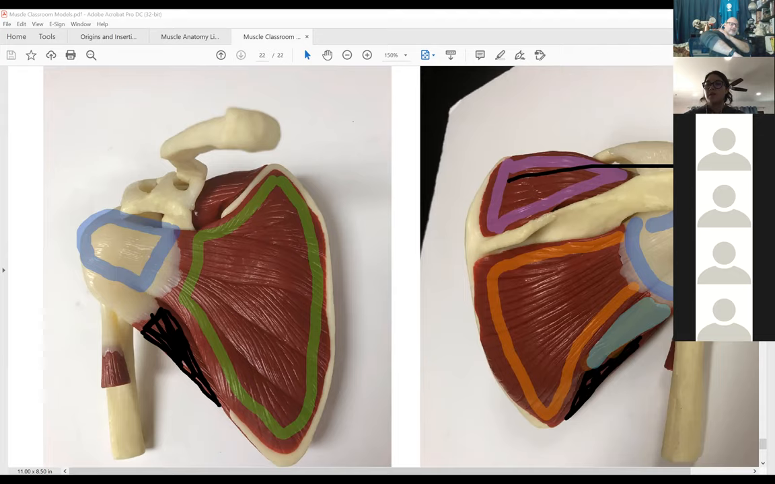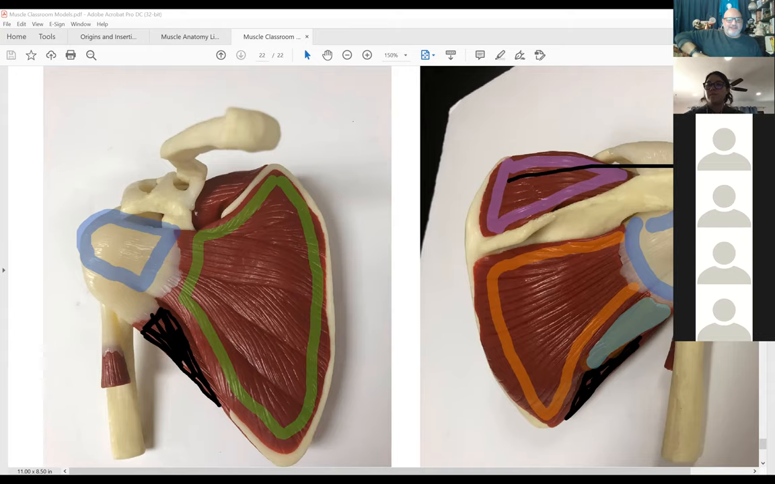Abduction. Now, is that the one bringing your arm all the way up in space? No. In fact, this one can only abduct the arm about 20 degrees. So this one doesn't help you do your jumping jacks, but when you're at that wedding this Saturday night and you're doing the chicken dance, this one can help you, because you're only abducting your arm about 15 to 20 degrees.